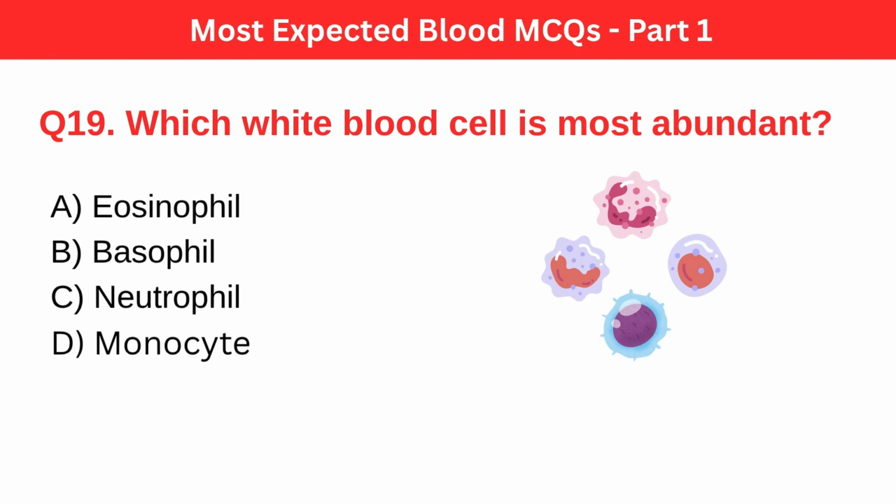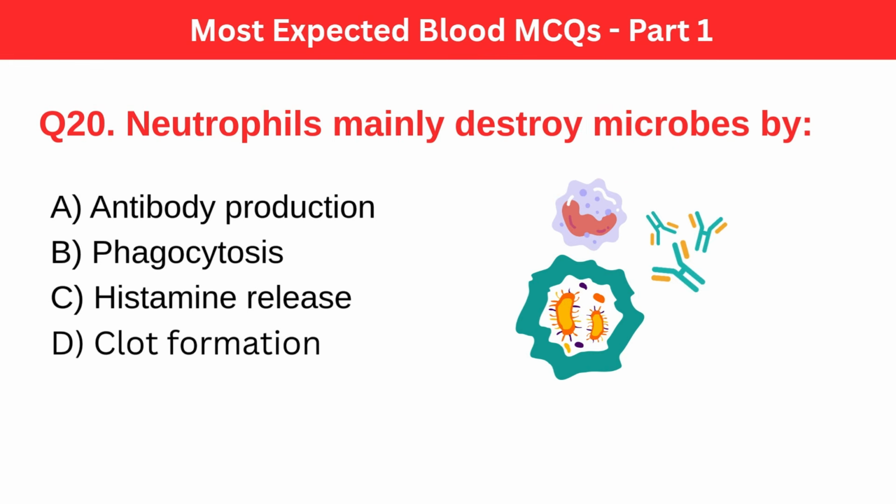Question number 19. Which white blood cell is most abundant? The right option is C. Neutrophil. Question number 20. Neutrophils mainly destroy microbes by. The right option is B. Phagocytosis.